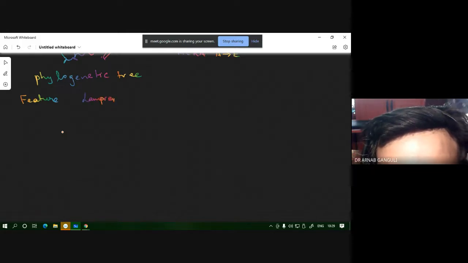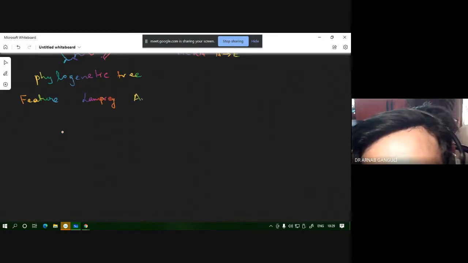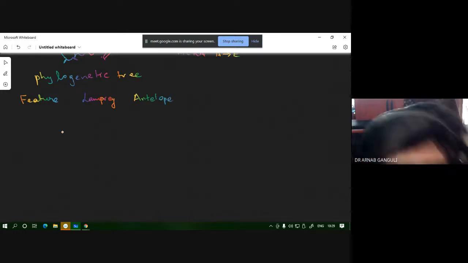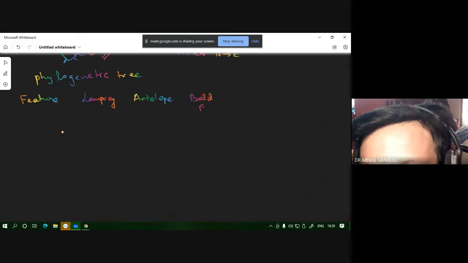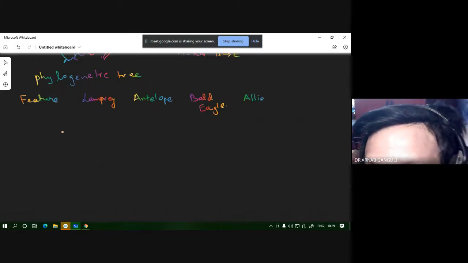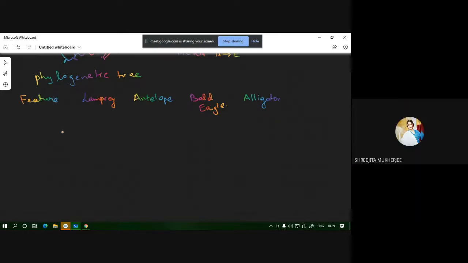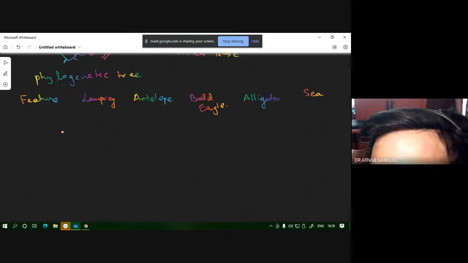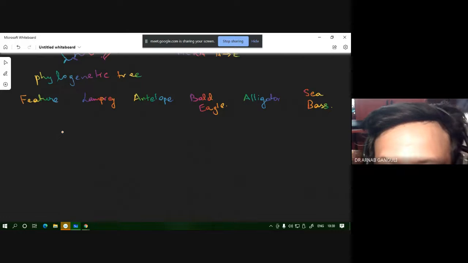First is lamprey. Lamprey are cyclostome, jawless fishes. Next, we are using antelope, right? Then we are using bald eagle. Then alligator. Have you heard of alligator? Anybody? Yes, sir. And a fish known as sea bass. And the features which we are taking into account, we are trying to find a relationship.